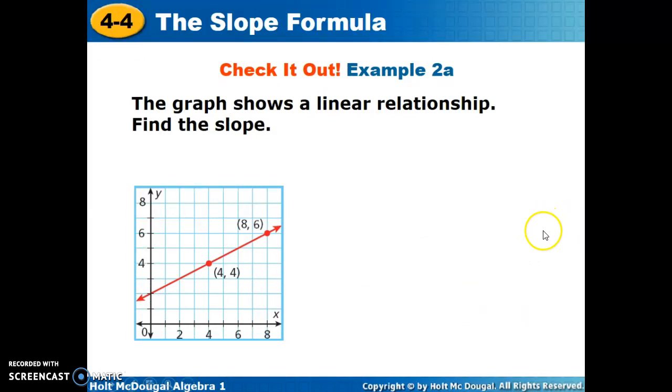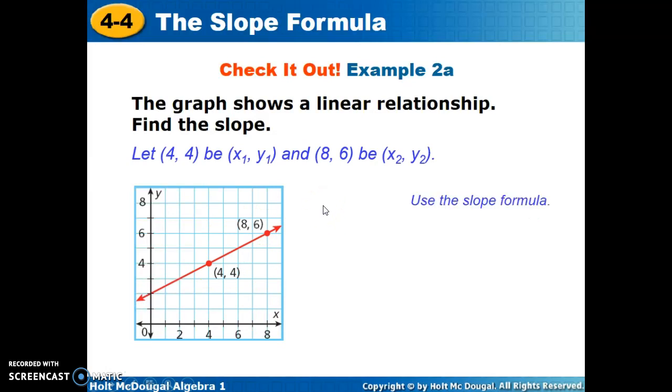Let's try check it out 2a. It says the graph shows a linear relationship. Find the slope. Again, it doesn't matter which point you choose first, but we want to check our answer by looking at the graph.